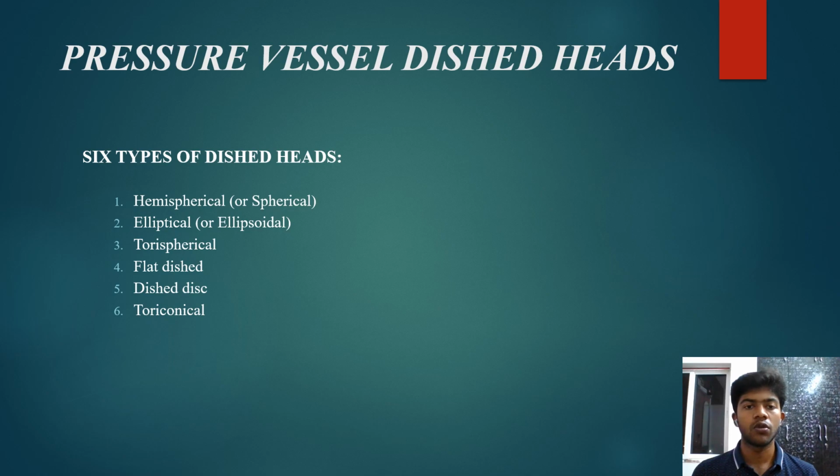So now let's move on to the various types of pressure vessel dish heads. There are six types of dish heads, namely hemispherical or spherical dish head, elliptical or ellipsoidal dish head, torispherical dish head, flat dish head, disc head, or conical. So these are the six types of dish heads we are going to discuss in the upcoming slides.